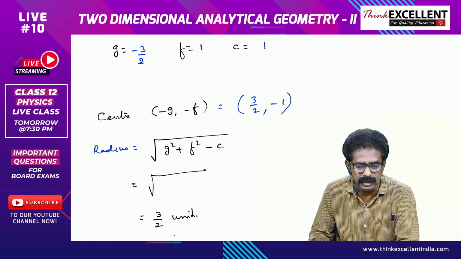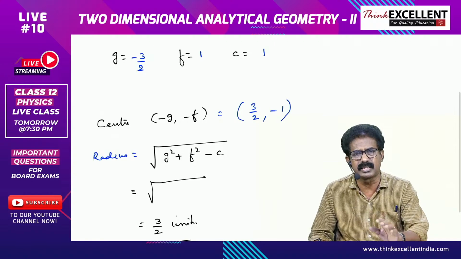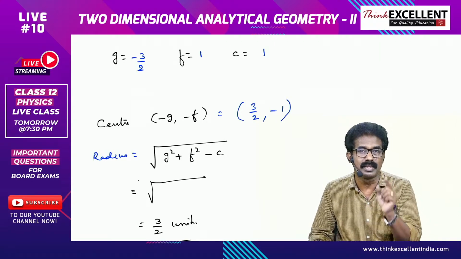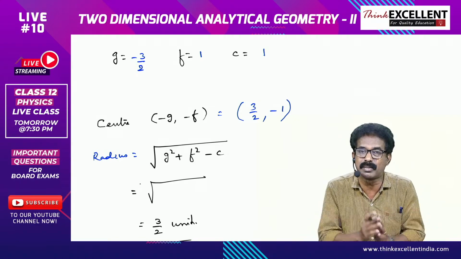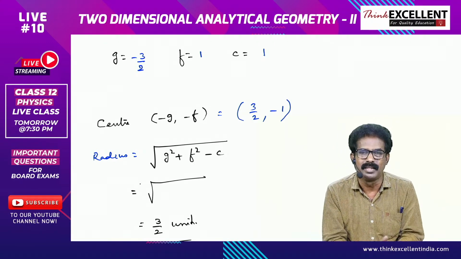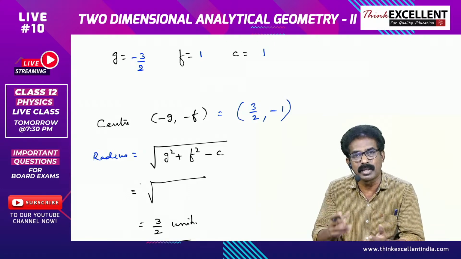I'm sure other students also can do that. G square plus F square minus C. This is where a mistake can happen. Only the calculation needs care. The first step is important, and identifying GFC must be done very carefully, sometimes overconfidence makes you miss marks. In an easy topic, in every video I used to tell, there should be no overconfidence in mathematics. We think some are very easy, and that is where mistakes come.